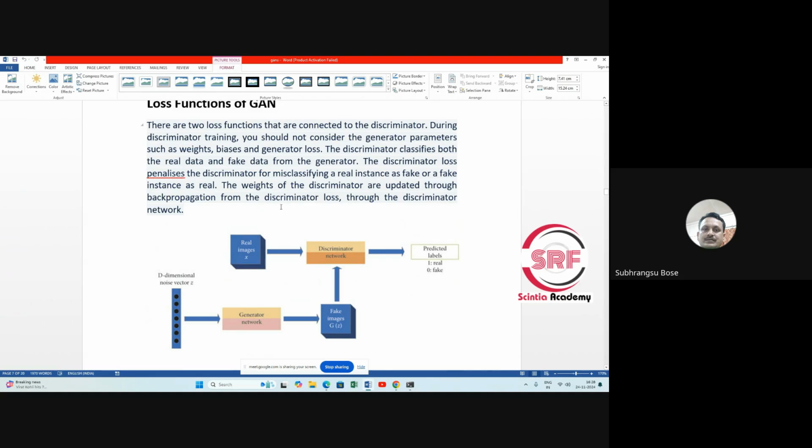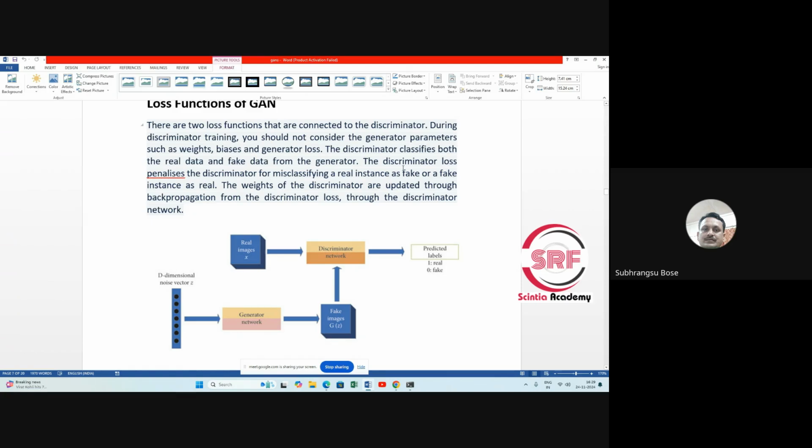How will the generator be trained? Through the discriminator's predicted result. The discriminator is trained through the real picture. There are two types of loss. One is discriminator loss, and the other one is generator loss. During discriminator training, you should not consider the generator parameters such as weights, biases, or generator loss.